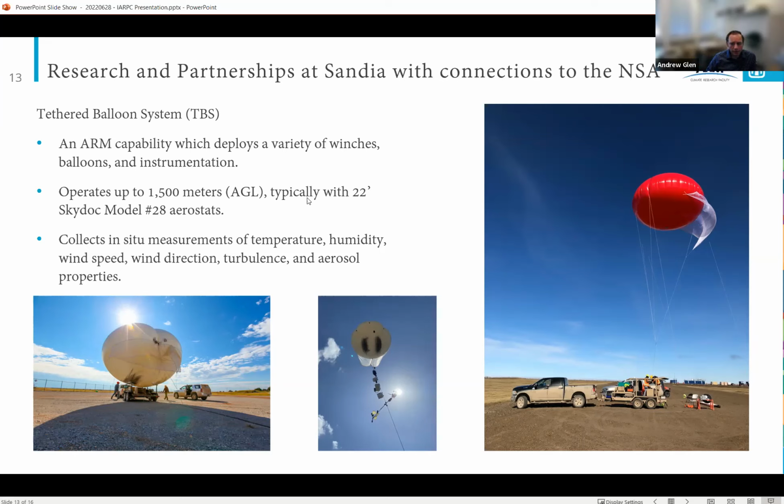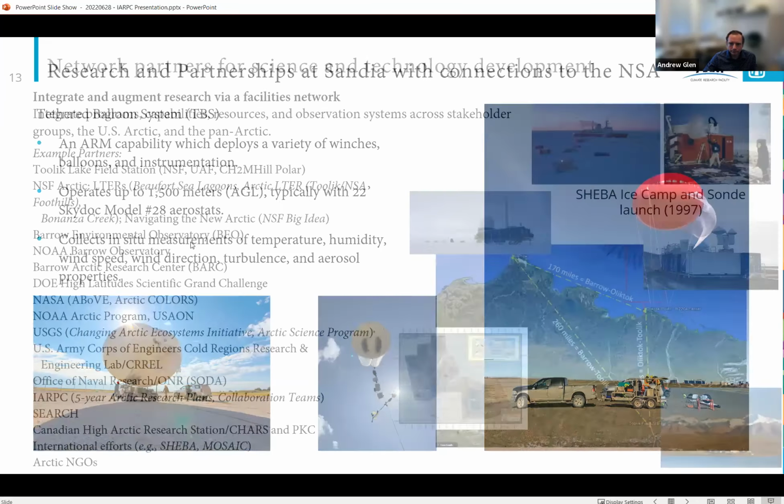We've flown this at Utqiaġvik. We've got some thoughts on trying to fly this at Barrow as well. And we've done some great ice cloud measurements at Utqiaġvik in the past. So it's something that's available, and it's a great capability that ARM has.